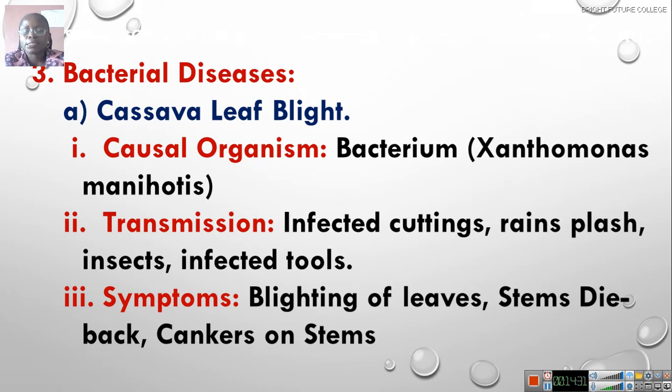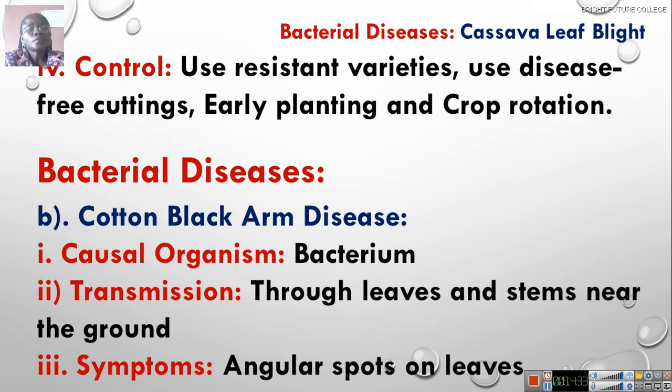Those are the symptoms. How can we control this disease? The control measures are the use of resistant varieties. You can also use disease-free cuttings. Early planting also helps to control it. And the good farming practice which we call crop rotation also helps to control cassava leaf blight.